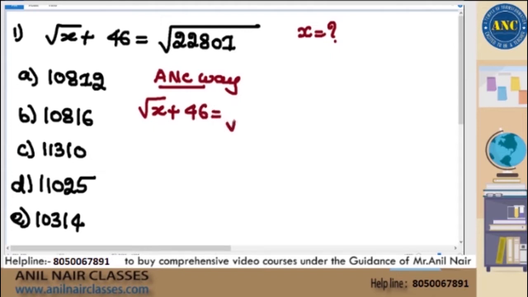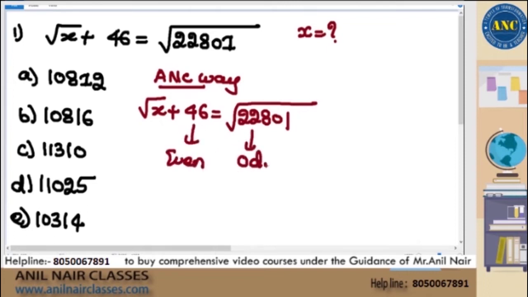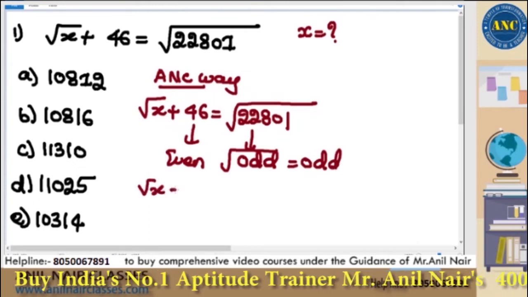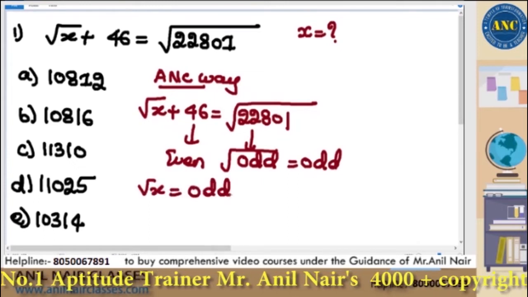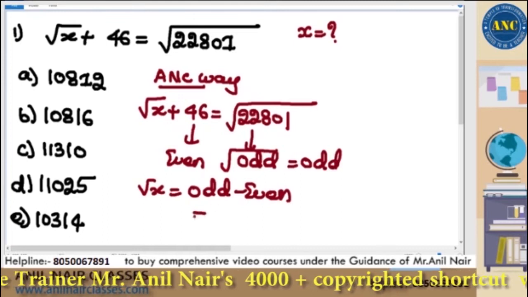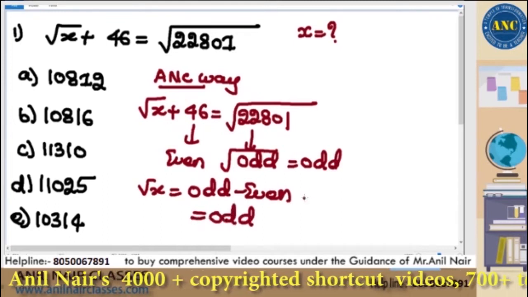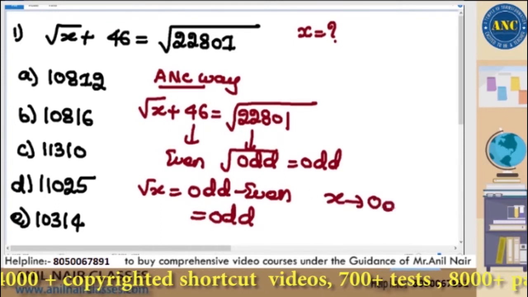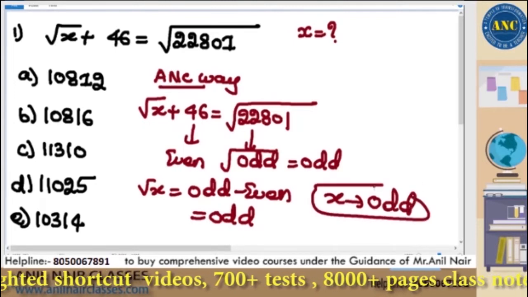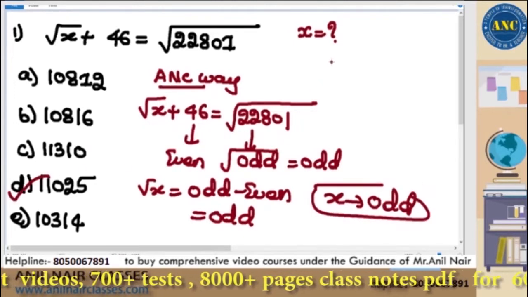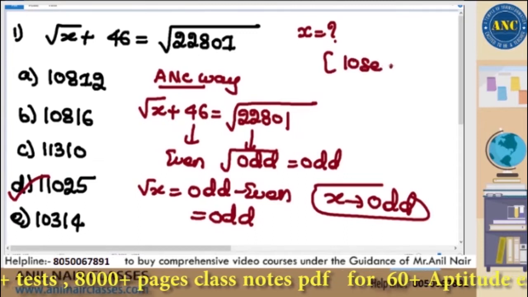Root x plus 46 is root of 22801. 46 is an even number. 22801 is an odd number. Root of an odd number will always be an odd number. Something plus even is odd, so root x is odd minus even, which is an odd number. So x will be an odd number. Answer is 11025. 10 seconds to solve the question.